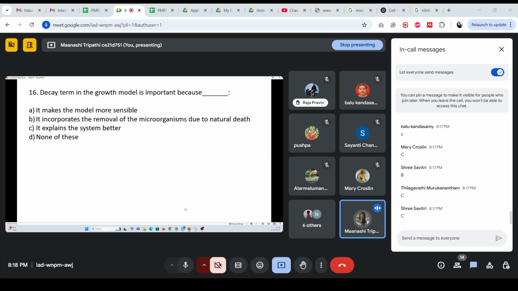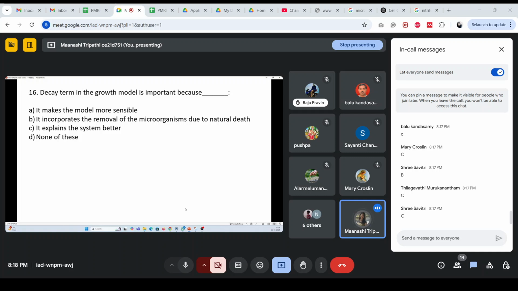So the next question is, why is the decay term in the growth model important? Why do we require the decay term? Initially it was not used at all. I hope you remember the equation N = N0 × 2^n. Here there was no decay term. We were just considering that the bacteria will keep on growing and won't die at all.